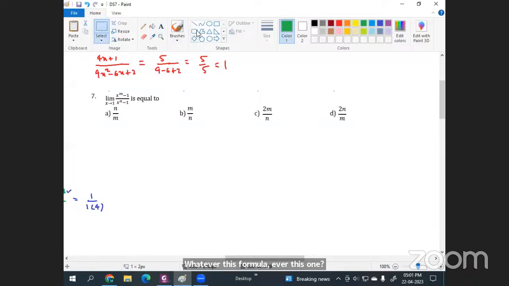Limit x tends to 1, (x^m minus 1) by (x^n minus 1) is equal to? We are getting 0 by 0, correct? So we can apply L'Hopital rule: m into x^(m minus 1), n into x^(n minus 1). When x tends to 1, you will get m by n. Right? So like this we can try questions.